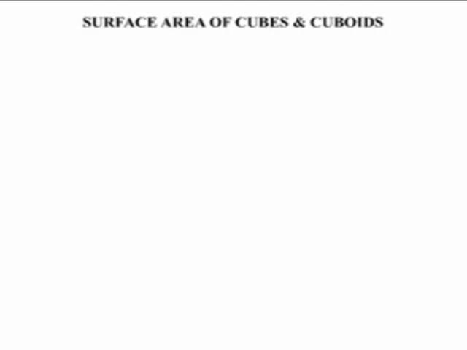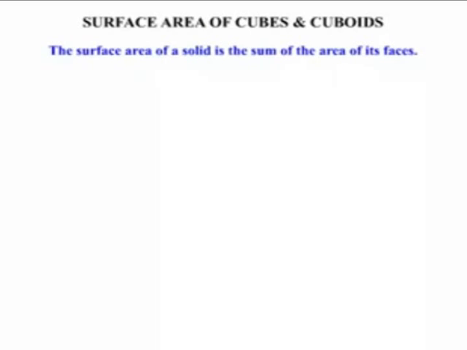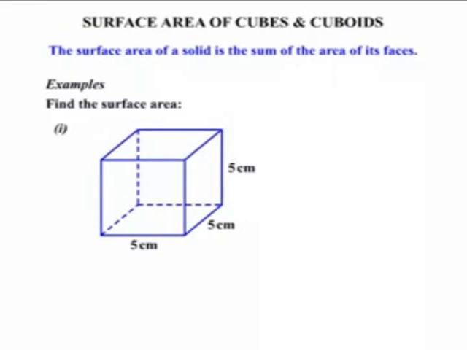And then we look at surface area. Area of solid is called surface area, and the surface area of any solid is the sum of the area of its faces. So for example, if I need to find the surface area of this cube, if you consider the area of this front part, the length is 5 centimeters, the breadth is 5 centimeters, so the area is 25 square centimeters.